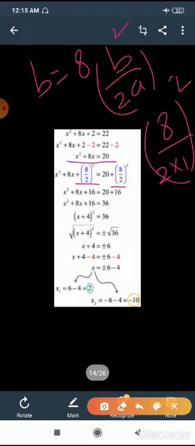Now after adding (8 by 2) whole square, the LHS makes a plus x plus (8 by 2) whole square. (8 by 2) whole square is nothing but what? 16. 16 means it is x square plus 2 into 4 into x plus 4 square. That is (x plus 4) whole square. And here it is 16. 20 plus 16, which is 36. So (x plus 4) whole square is equals to 36.